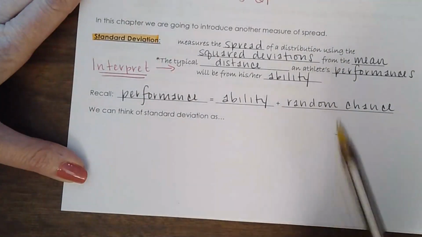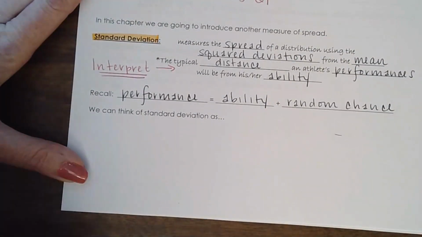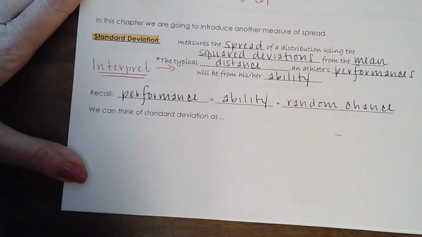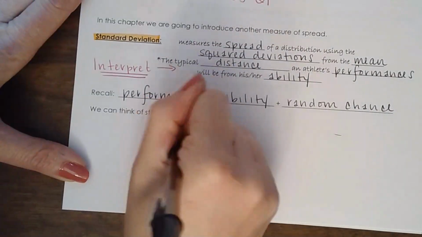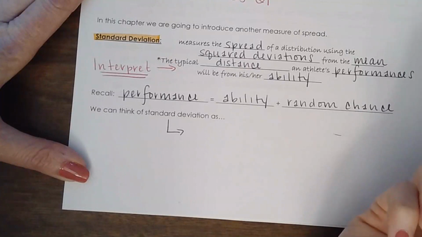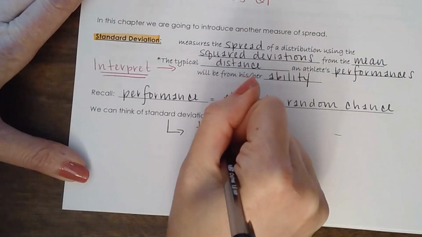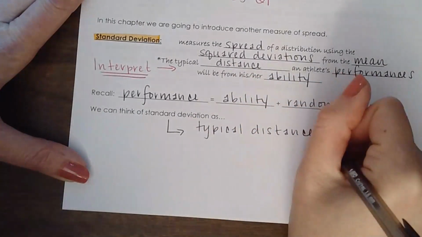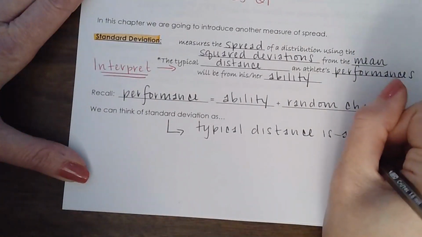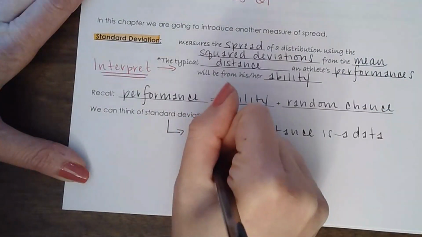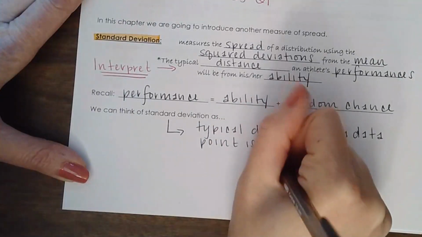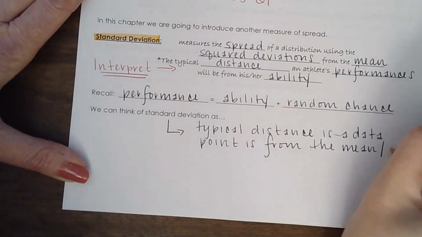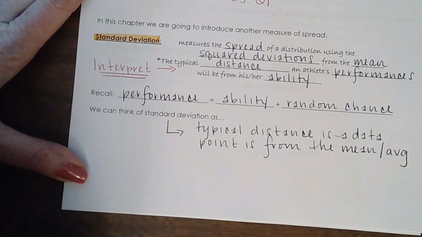Another way: remember, performances are just the individual data points. Ability is best measured by their average, otherwise known as the mean. So we can also think of standard deviation as a typical distance a data point is from the mean. Remember, another word for mean is average. You could use that as well. That's another way to interpret it.